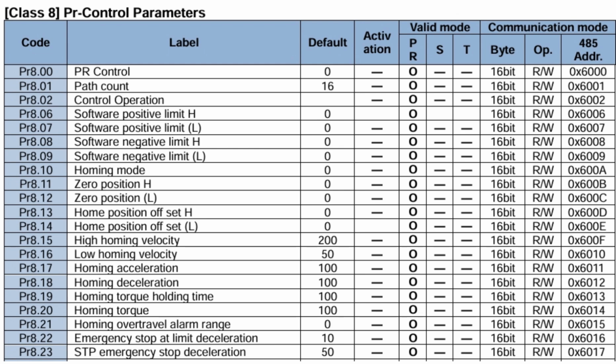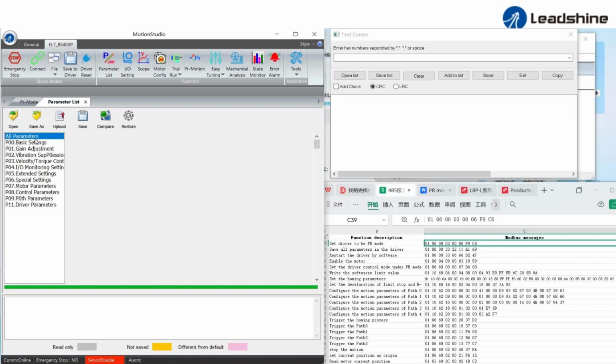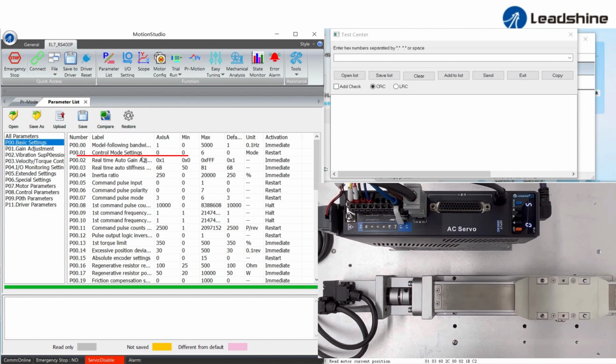Next, let me demonstrate how to configure the PR mode parameters and trigger the path parameters via RS485. These messages include PR mode parameter setting, path setting, and triggering motions. I'll send these messages by Modbus tool one by one, and I can check in the Motion Studio if it is successful. First we need to change the driver to PR mode, so write 6 into PR 0001.